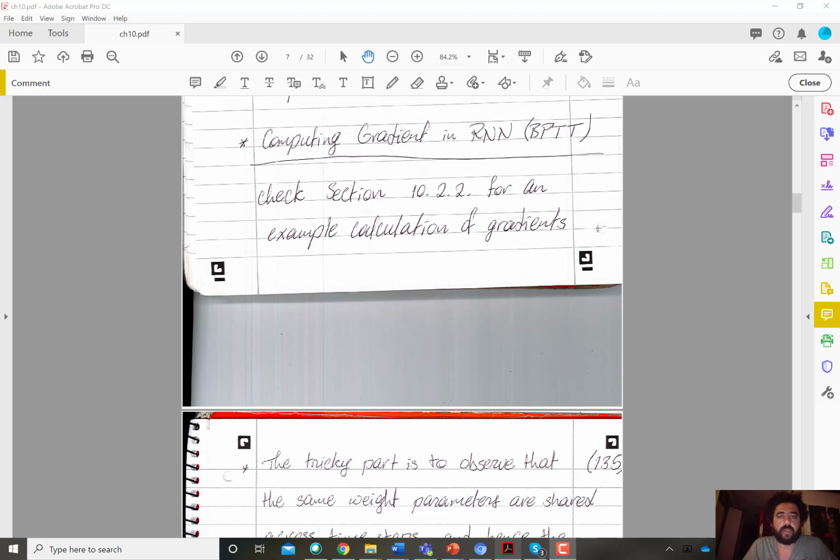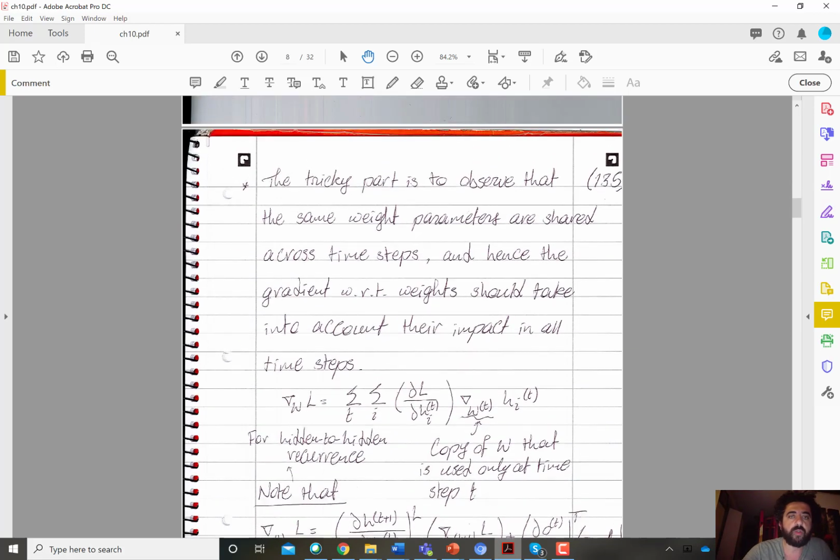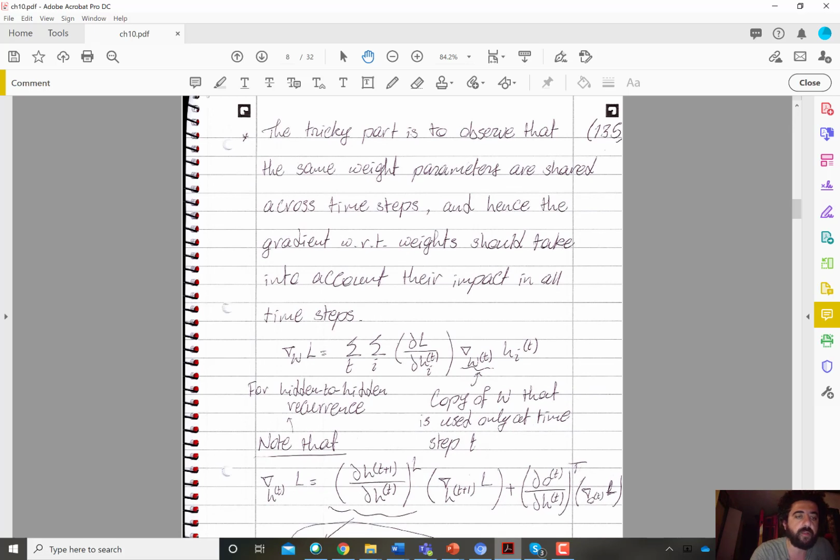Hi everyone. So in this video we discuss how the gradient is computed, especially in networks where you have hidden-to-hidden recurrence. And the main mechanism that we'll discuss is called back propagation through time, and the abbreviation is BPTT. So basically we are concerned with a situation that looks like this.